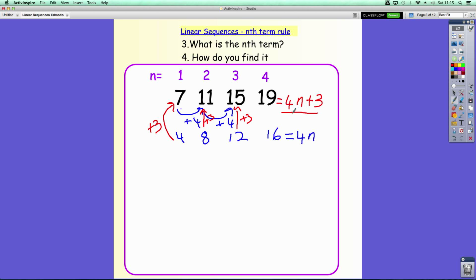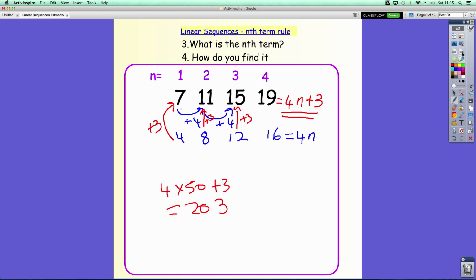And this is my nth term here, 4n plus 3. So later on, when I ask for the 50th term, I can then say n is 50 and do 4 times 50 plus 3. But I'll cover that in the next video anyway. So that would be 203.